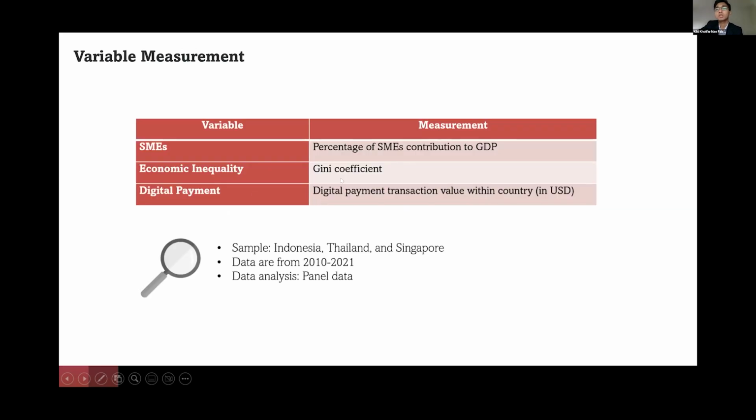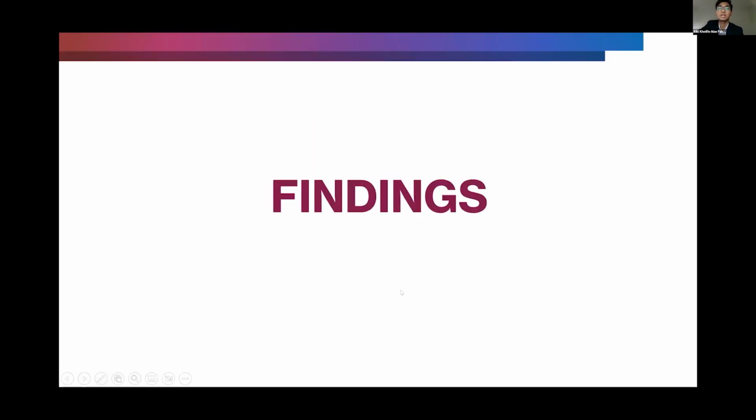So how can we measure the variables in our study? Small and medium enterprises are proxied by the percentage of SME contributions to GDP. For economic inequality, we use the Gini coefficient. And for digital payment, the transaction value within the country. The sample again is Indonesia, Thailand, and Singapore, with data from 2010 to 2021. And we analyze the data using panel data models.